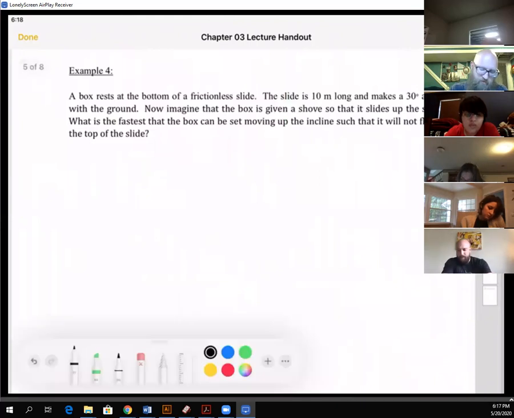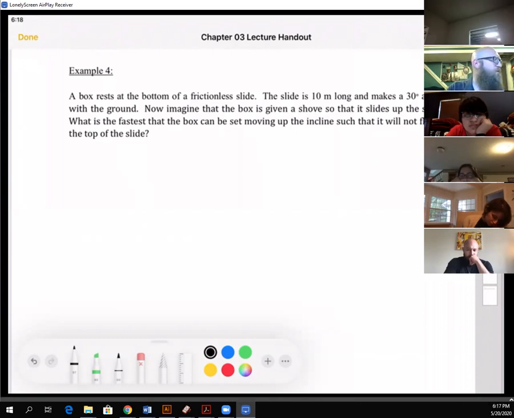A box rests at the bottom of a frictionless slide. The slide is 10 meters long and makes a 30-degree angle with the ground. We're going to give the box a shove, push it up the ramp. What I mean is you push it and then let it slide up the ramp under the action of just gravity. The question is, how fast can I set that moving at the bottom without it going off the top? Let's draw that picture.